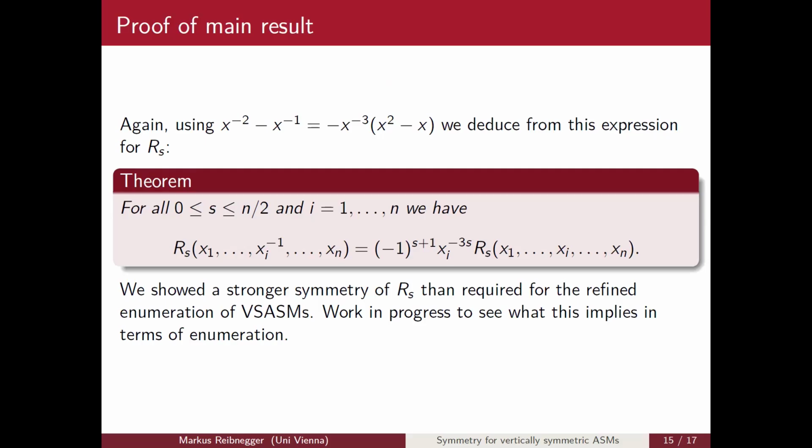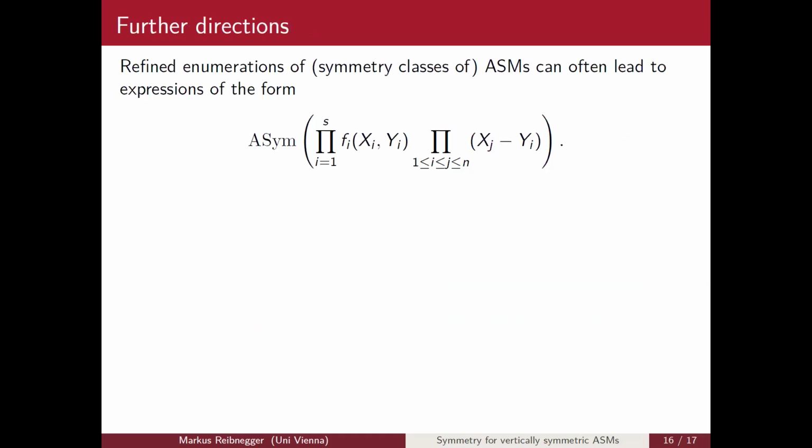It proves something at least algebraically slightly stronger because we proved symmetry in just one variable and not just in all variables. Whether this has implications for enumeration is something we're currently looking at. We have not had much time to look at it yet, but this is work in progress. Okay. So finally, why did we consider this problem? It's not maybe super interesting to reprove a refined enumeration result that was already known. We originally wanted to solve a different problem that involved expressions of this form.